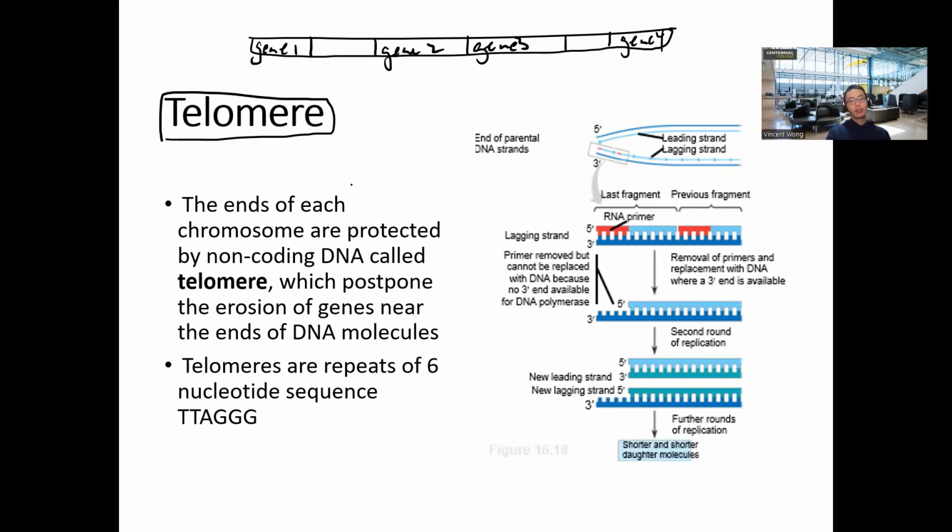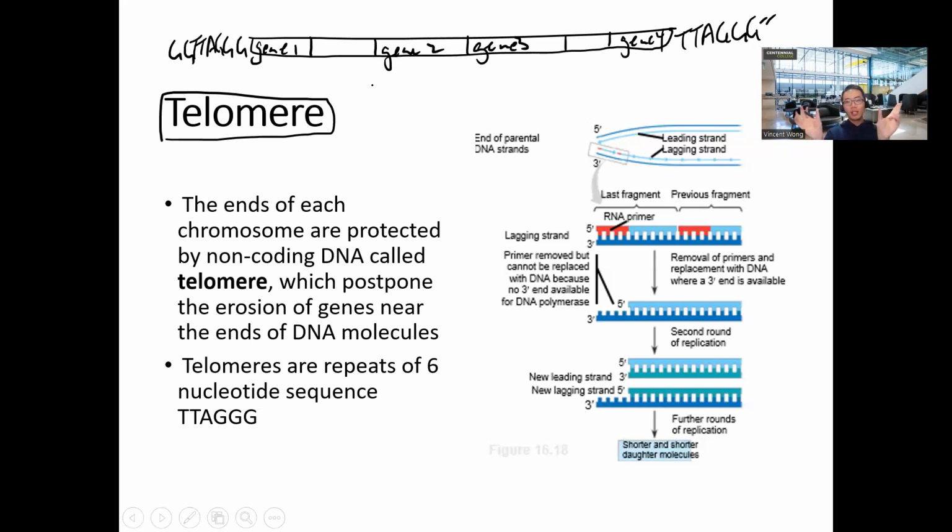Okay, and they are just repeats of TTAGGG. So at the end of your chromosomes, you will have a bunch of TTAGGG. It repeats like hundreds and hundreds of times. So what happens is, when you do lose a little bit of DNA at the end of each replication, you will just erase a little bit of the telomeres, okay? And your genes remain intact. Next time you erase a little bit again, right? So it postpones the erosion of genes that are close to the ends of the DNA.